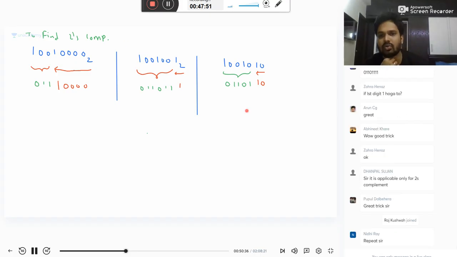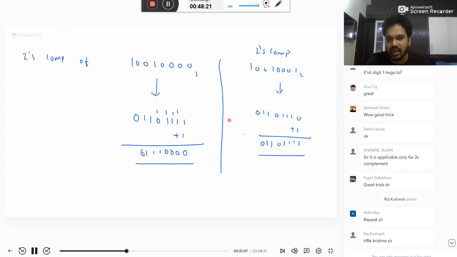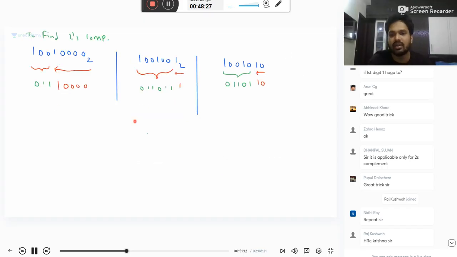Simple rule. From the rightmost LSB, wherever you get the first one, up to that copy as it is. Remaining bits, complement it. See, the first one may be at the start, it may be in the second position, it may be in the middle. Up to that, copy as it is, remaining, you take the complement. Same rule here also, because once it adds 2 ones, it will give you 0 and carry. This process can be simply written like this.